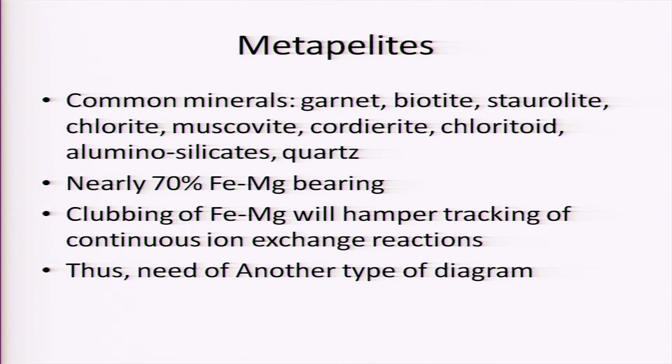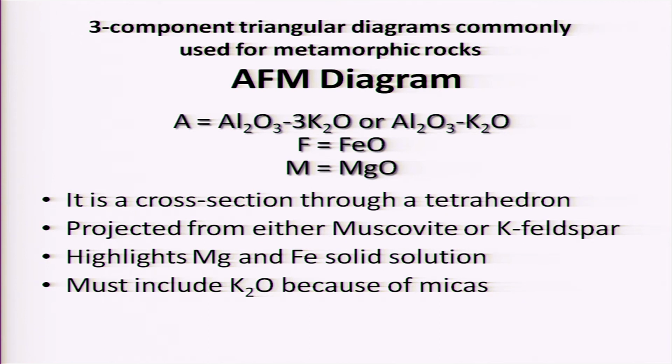So, if we club these two components together as we did in the ACF diagram, the way the changes occurred cannot be detected. Therefore, we require a new diagram for this. That diagram is called the AFM diagram, where, as you can understand, F and M represent the iron and magnesium part of the component. In arriving at this diagram, there are some problems.